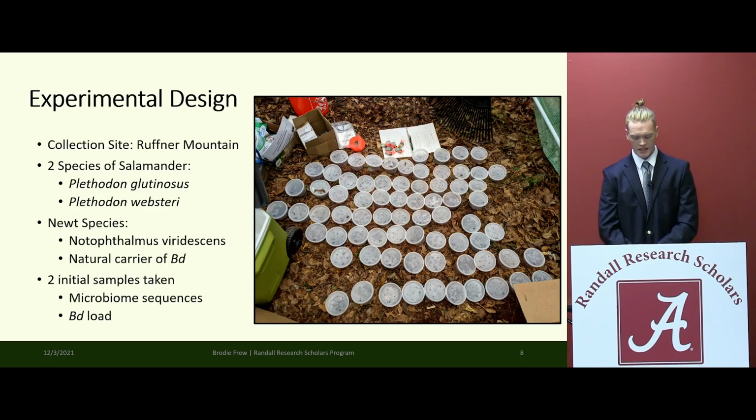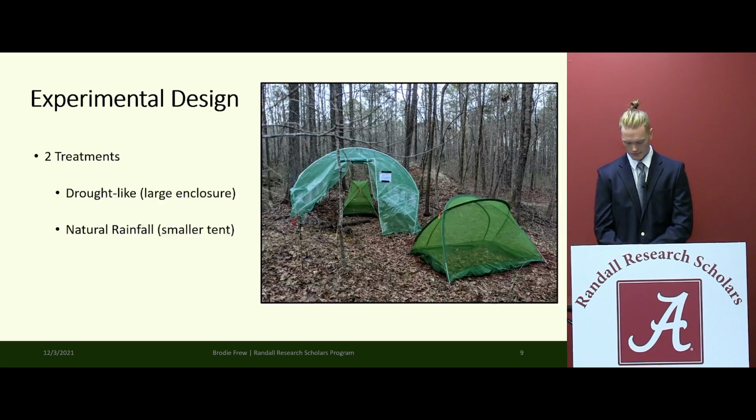To test the impact of climate change on the diversity of an amphibian's microbiome, we simulated drought conditions on two species of salamander that we collected here in the wild in Alabama. We also collected a species of newt to act as our BD reservoir, as they are natural carriers of BD. At the beginning of the experiment, we took two samples. The first to sequence the microbiome of each of the individuals, and the second to quantify the fungal load of BD in each of our specimens.